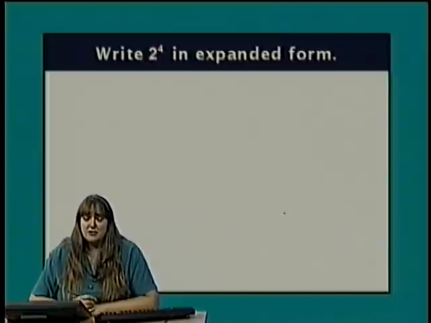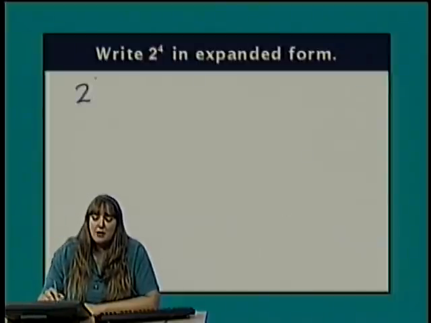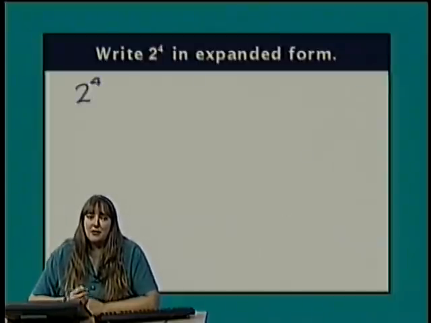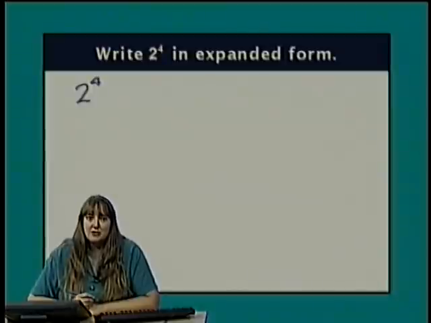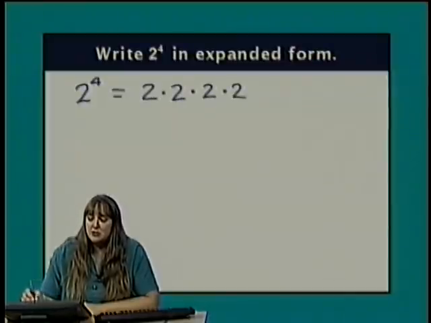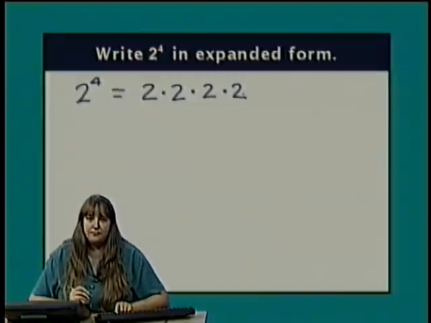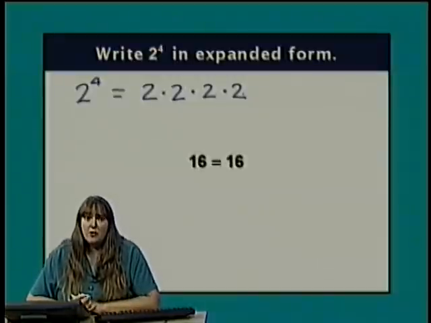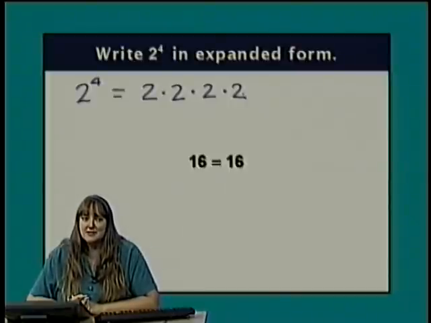Here's another exponential expression, 2 to the 4th. If I want to write this in expanded form, I'm going to think of this again as repeated multiplication. 2 is being multiplied by itself 4 times. So this is 2 times 2 times 2 times 2. What I have written above, 2 to the 4th equals 2 times 2 times 2 times 2, is equivalent to saying 16 equals 16. 2 to the 4th is 16, and 2 times 2 times 2 times 2 is 16.